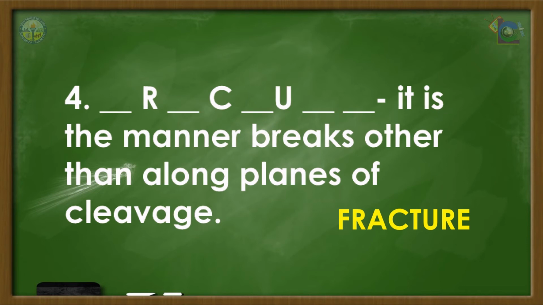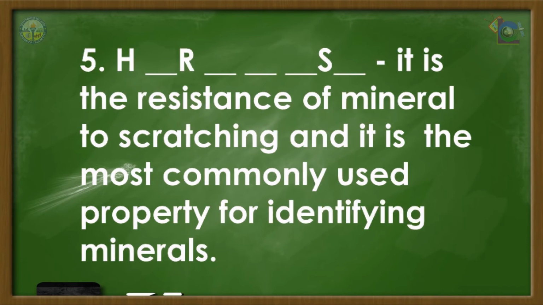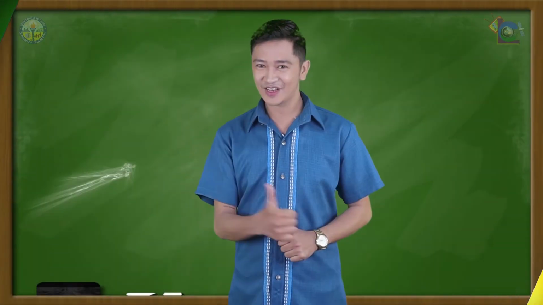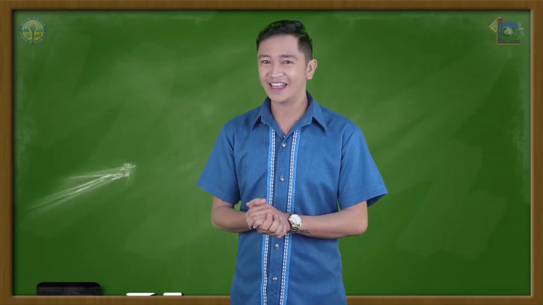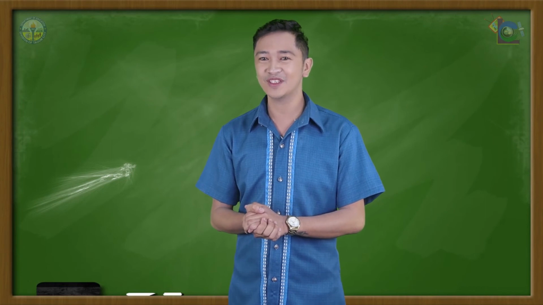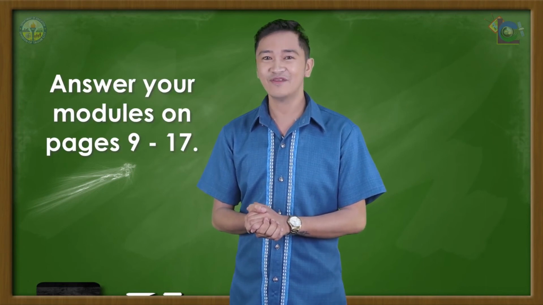Number 5. It is the resistance of mineral to scratching, and it is the most commonly used property for identifying minerals. You got it! It is hardness. Great job, learners! Keep going and continue answering your modules on pages 9 to 17.